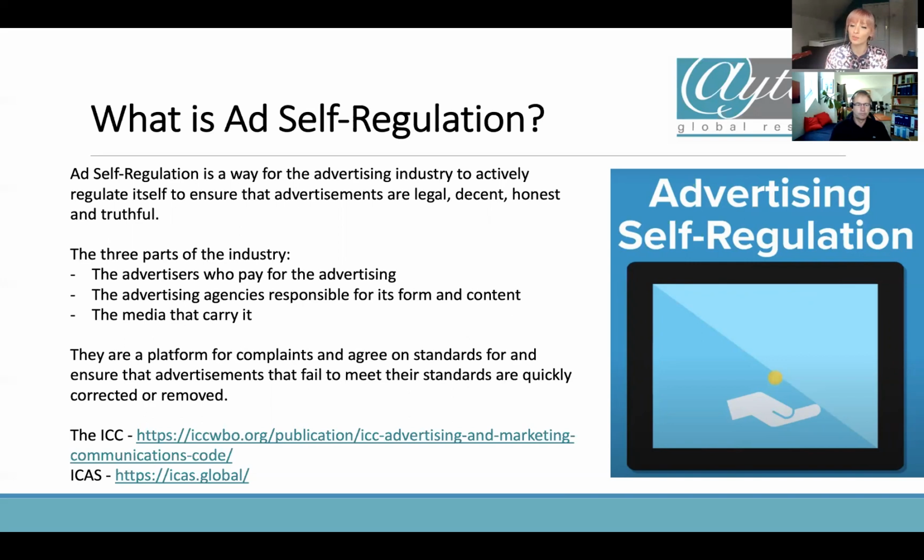They should be purchasing it with an informed decision about what they should expect their results to be from using it. So there's three parts of the industry. There's the advertisers who pay for the advertising, the agencies who are responsible for its form and content, and the media that carry it. So if you're involved in any part of that stage in advertising, you really need to be aware of what the codes of conduct are for these advertising self-regulatory organizations, because they'll be coming to you for responsibility. So mainly they work on a complaints basis.